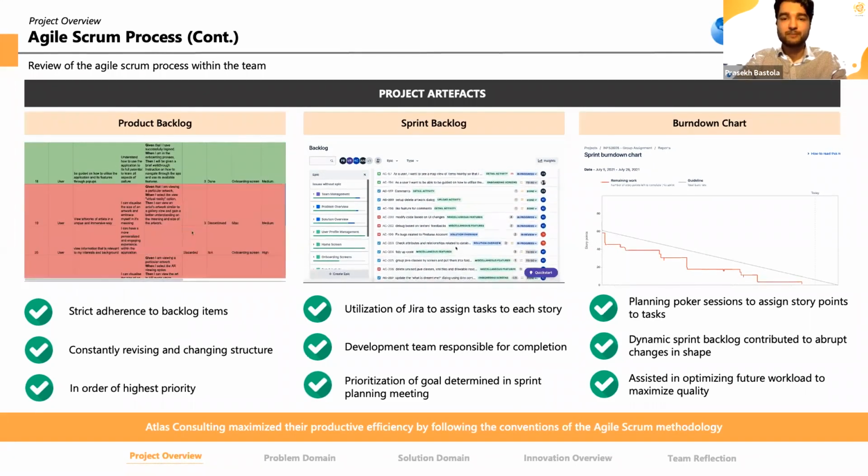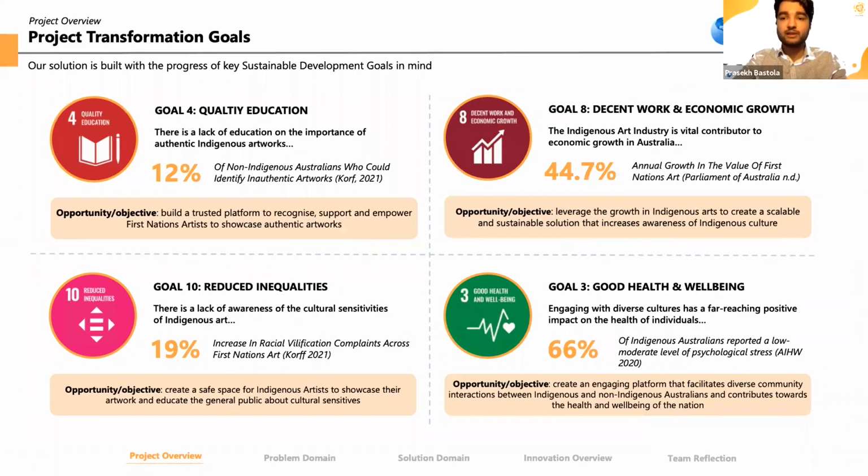After our first sprint planning session, we wanted to develop a way to transform the First Nations art industry. Atlas Consulting found key opportunities within 4 UN Sustainable Development Goals that our team can directly apply to the Australian community about their knowledge of First Nations arts.